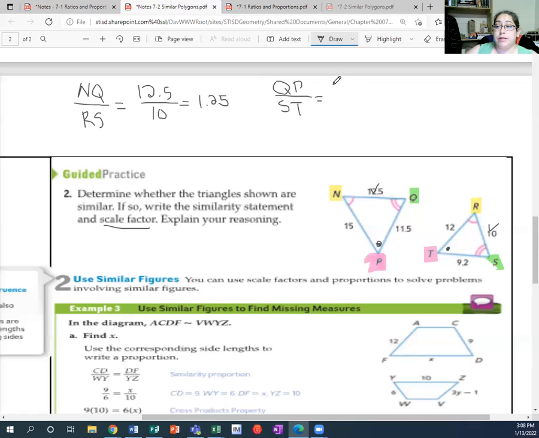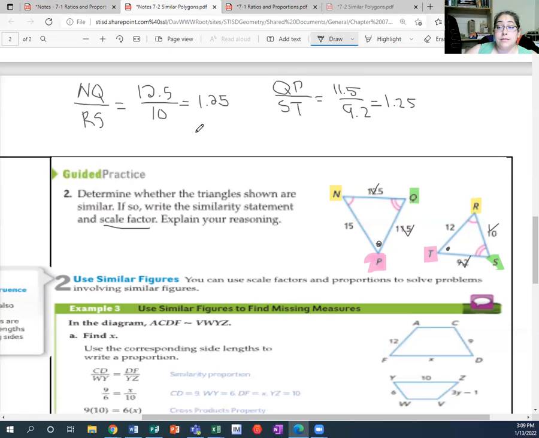I'm doing the pink and green side right now. Notice I'm being careful with the order that I'm writing them in, because in the very first scale factor that I found, I wrote the information for the triangle on the left on top, and I wrote the information for the triangle on the right on bottom. I need to follow that exact same order when I'm doing all the rest of these. Otherwise, I may get an incorrect scale factor somewhere.